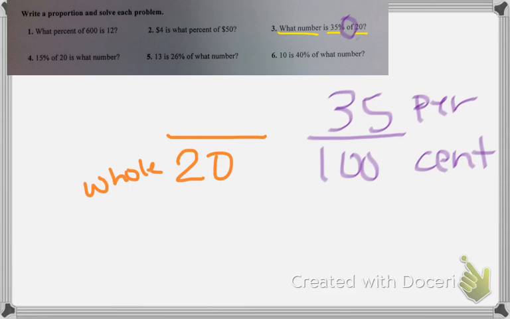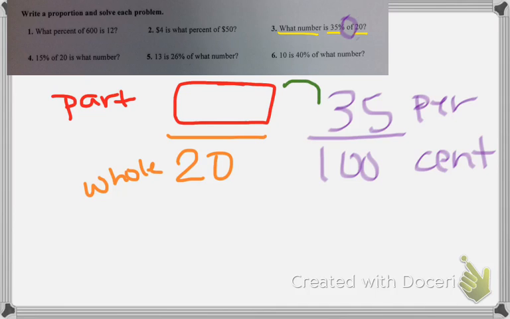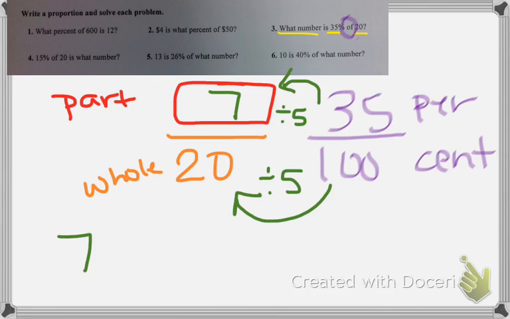So now we know that we're going to be missing the part. So we're going to be solving for the part. And again, before you actually start solving, you're going to want to go, okay, I'm going to need to go from this side to this side. So now I'm going to need to go from 100 to 20. To get from 100 to 20, I need to divide by 5. So to get from 35 to my answer, I'm also going to divide by 5. So the answer here is going to be 7 is 35% of 20.